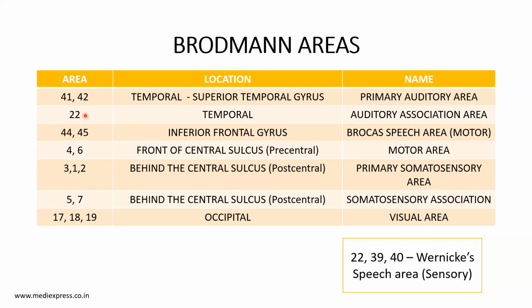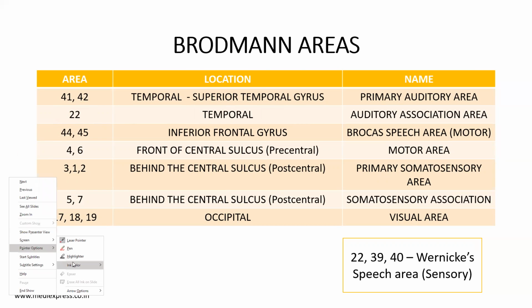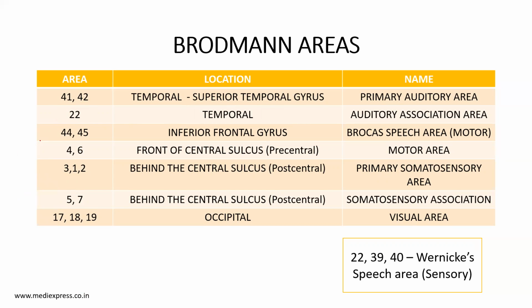Next one is area number 22, located in the temporal lobe, and this is the auditory association area. Now, among all this, which is very important, this is important: area number 44 and 45, which is nothing but the Broca's speech area. This is a very important one. This has been repeatedly asked in a few exams. Broca's speech area, motor, is area number 44 and 45, located in the inferior frontal gyrus.